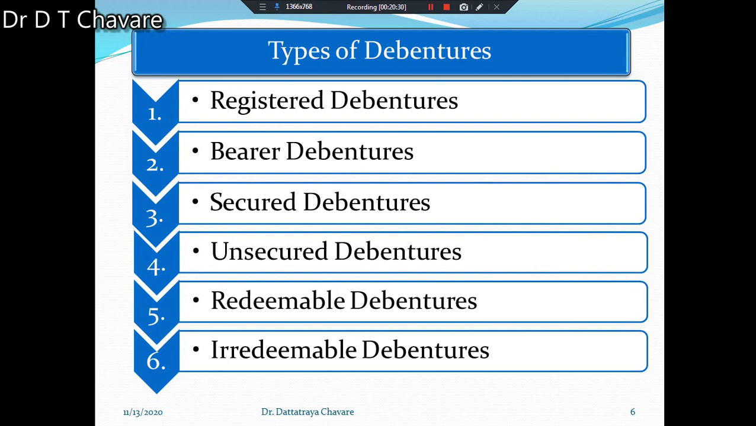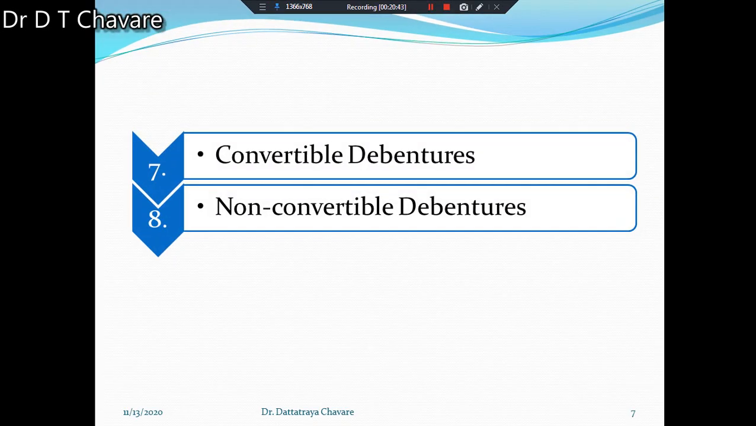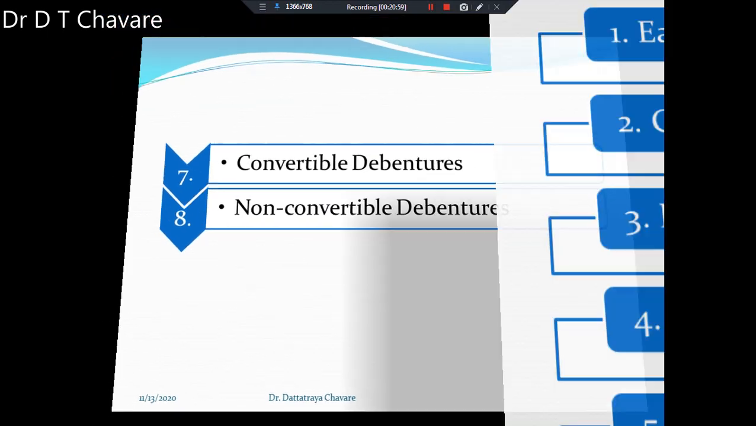First, registered debenture. Second, bearer debenture. Third, secured debenture. Fourth, unsecured debenture. Fifth, redeemable debenture. Sixth, irredeemable debenture. Seventh, convertible debenture. And eighth, non-convertible debentures. In this way, these are the different eight types of debentures. Are you understanding? Do you understand each and every type of debenture? Okay, these are the different types of debentures.